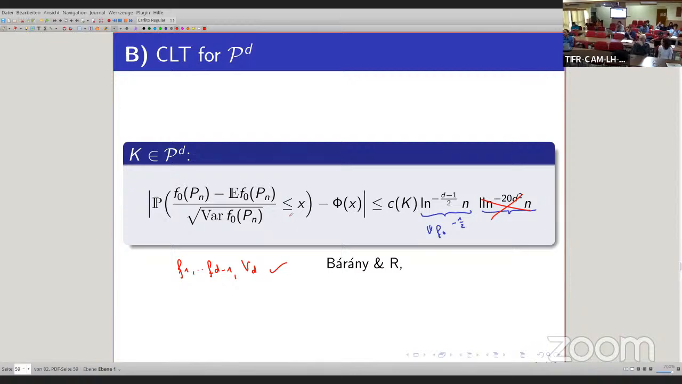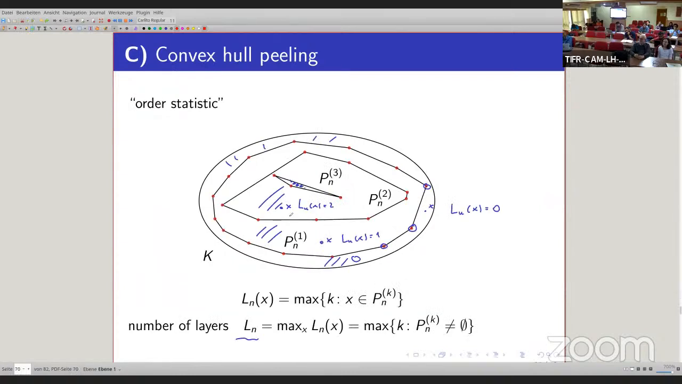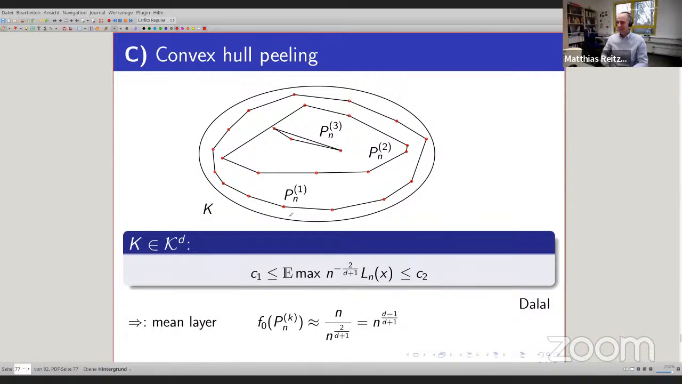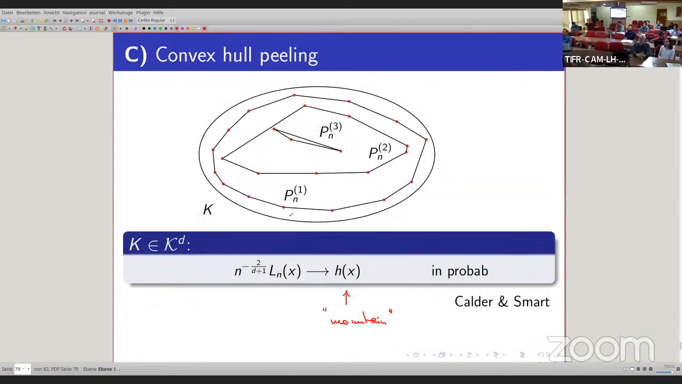Also, one other question for Dalal's theorem, the constants C1 and C2. For the D equals 1 case, that should be half, right? If you take D equals 1, then you should have the maximum layer like n by 2. Yeah, that's true. In that case, is H constant? Say it once again. The limit H, the H that you have. Is that constant?